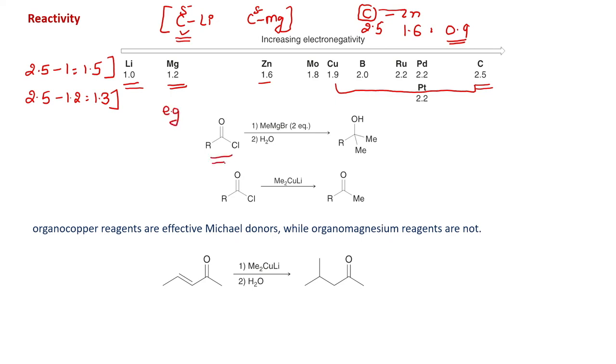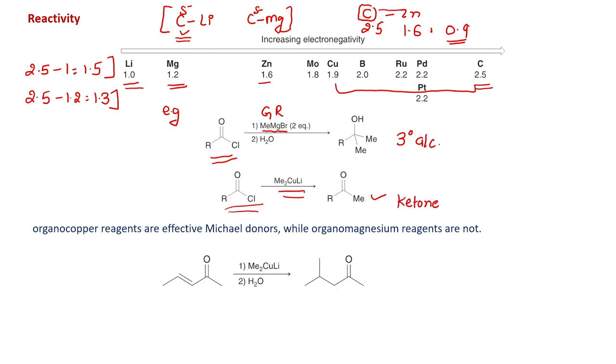Let's take an example. When you treat acyl chloride with methyl magnesium bromide, which is called a Grignard reagent, you get a tertiary alcohol. I will explain later why you get a tertiary alcohol and why you don't get the other product. And when you treat acyl chloride with methyl copper lithium, you get a ketone.